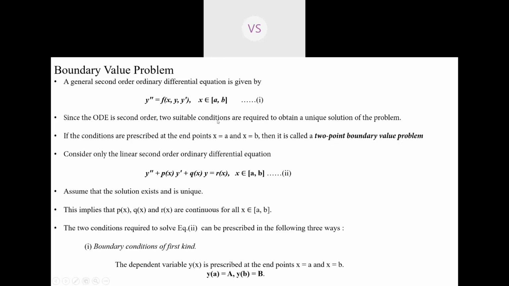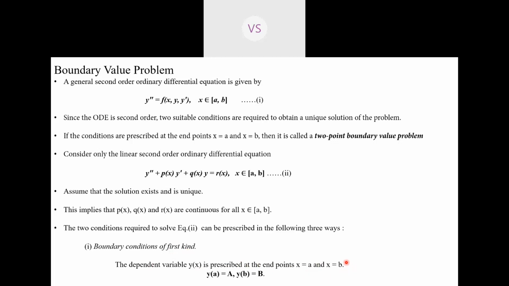So what may be the conditions? The first condition is the boundary condition of the first kind. As I told you, two suitable conditions are required. In this, the dependent variable y(x) is prescribed at the endpoints x equal to a and x equal to b. So we have two endpoints for x, one is a, another one is b.